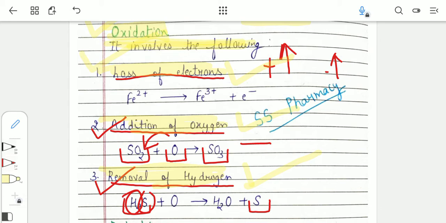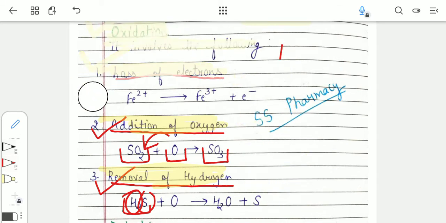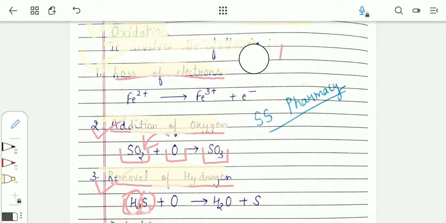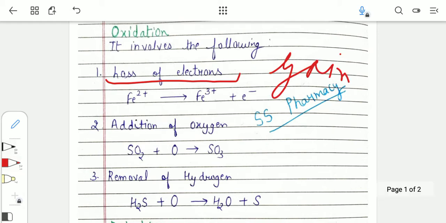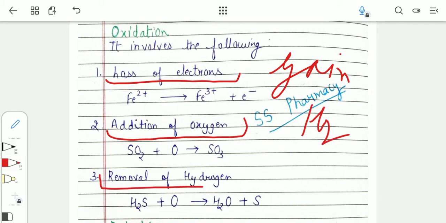Now let us talk about reduction. Whatever we talked about in oxidation, in reduction the opposite will happen. So it is better to remember one and then the other will be the opposite of that. For example, in oxidation there is loss of electrons, in reduction there will be gain of electrons. In oxidation there is addition of oxygen, in reduction there will be addition of hydrogen. In oxidation there is removal of hydrogen, in reduction there will be removal of oxygen. So this is just the opposite of oxidation.